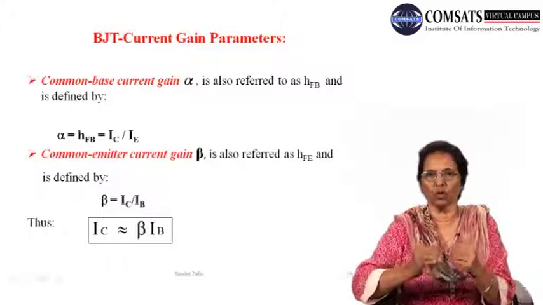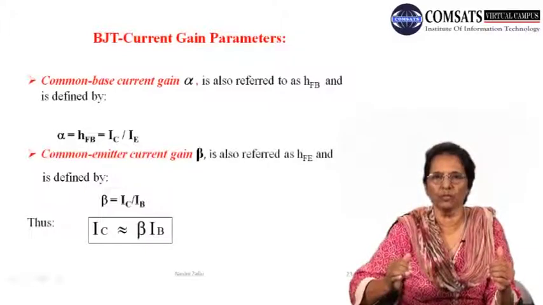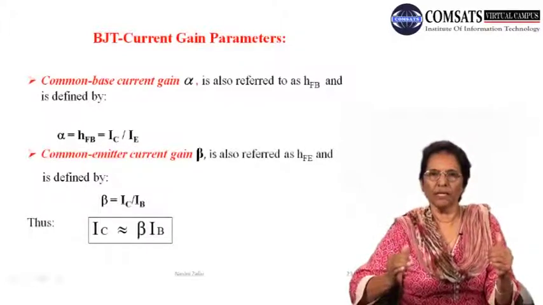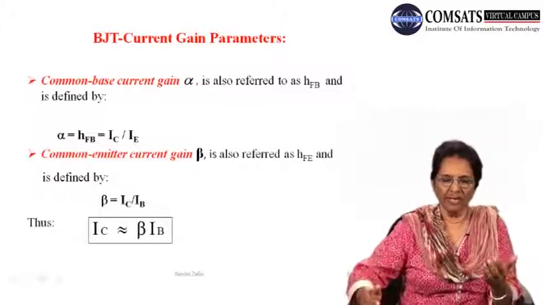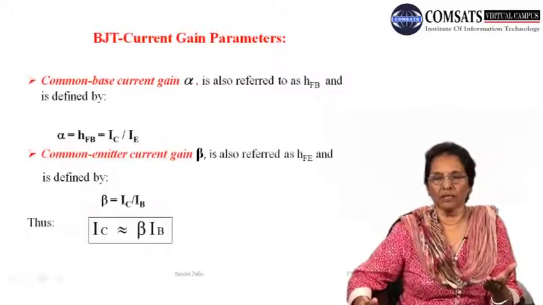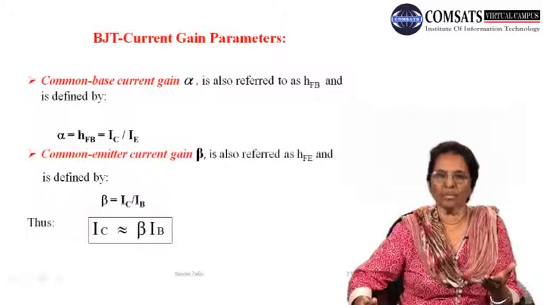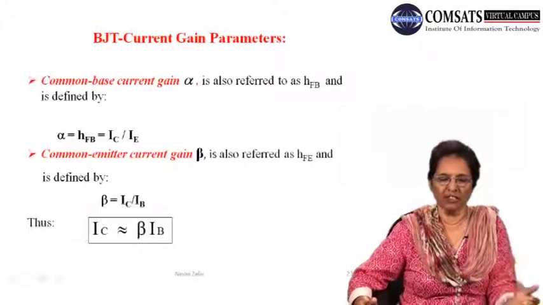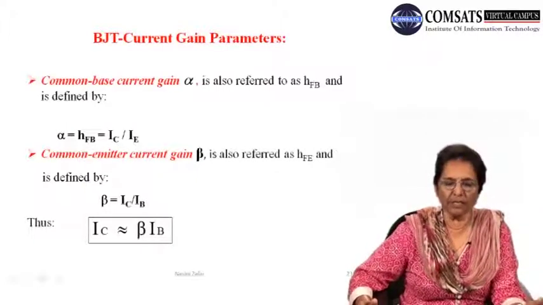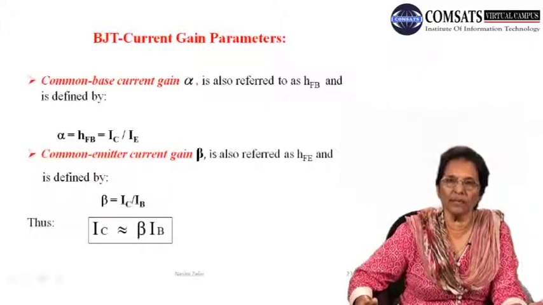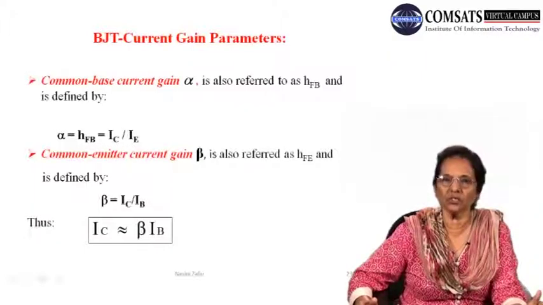तो अगर हम कॉमन बेस कॉन्फ़िगरेशन लेते हैं, यानी बेस को कॉमन कर देते हैं बोथ इनपुट और आउटपुट सर्किट्स में, तो फिर हमारी इनपुट IE रह जाती है। तो ratio of output IC and input IE is designated as hybrid forward common base factor, H for hybrid, F for forward junction, which is the input junction, and B where the base is common, and also known as the alpha gain factor.